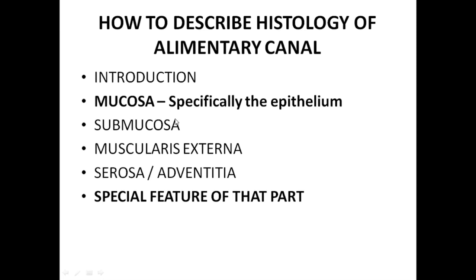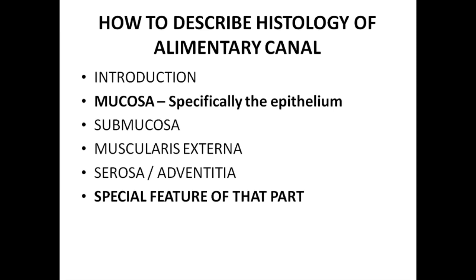So now, very importantly, how to describe the histology of the alimentary canal. Suppose in the exam you are asked the histology of any part of the alimentary canal, say esophagus or stomach or duodenum, jejunum, ileum, any one part. It is very easy to write. You have to write it in the form of an introduction. So you should write one or two sentences about where that part is located, what the main functions of that part are, or what the size of that part is. You can add a few lines in the introduction section.